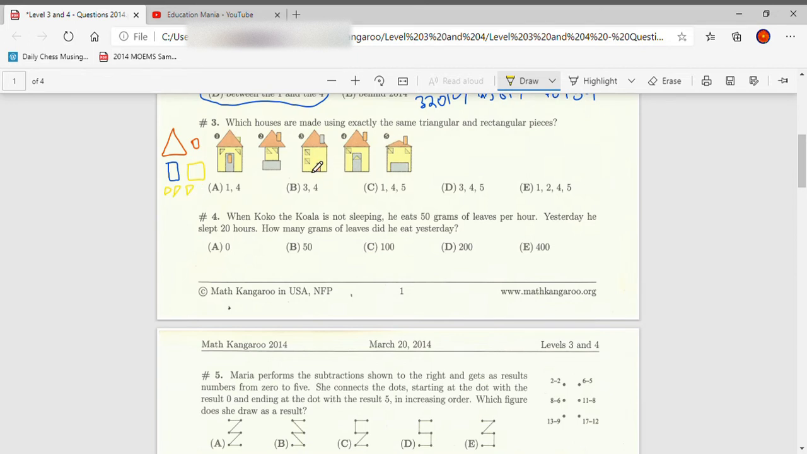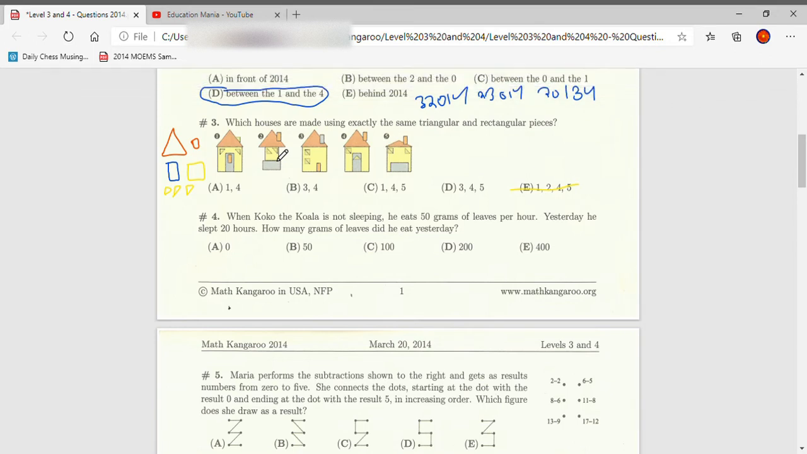So 1 does not match with 2, so it cannot be E because the second one has a much tinier yellow square. It only has 2 of these triangles. It also does not match with number 3 because this one has 4 triangles. So now we can see that it might not even be one that we are looking for in the answer, but let's try the other ones.